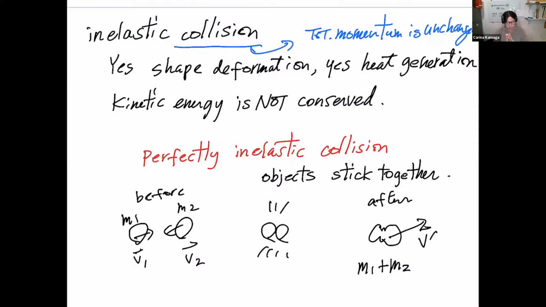So whenever the objects get together and smoosh, that's called a perfectly inelastic collision. Let me show some examples.